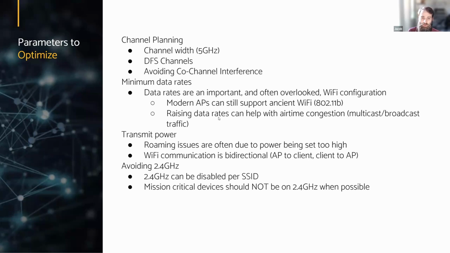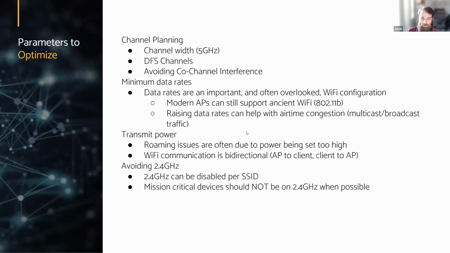And really the reason you want to do this is to help with airtime congestion. Okay. A common issue we see is an excessive amount of multicast or broadcast traffic on the network. And the reason that becomes so excessive in a lot of cases is because APs will retransmit all that traffic at whatever is the lowest configured data rate, right? So raising that data rate is very important to minimize congestion. Okay, we're going to talk about transmit power, right?